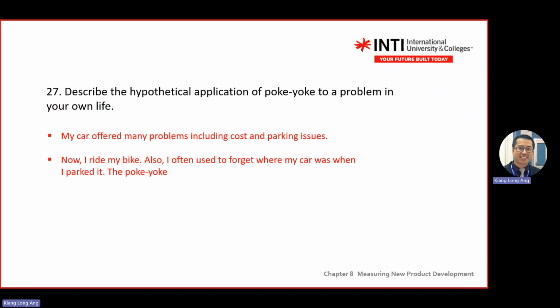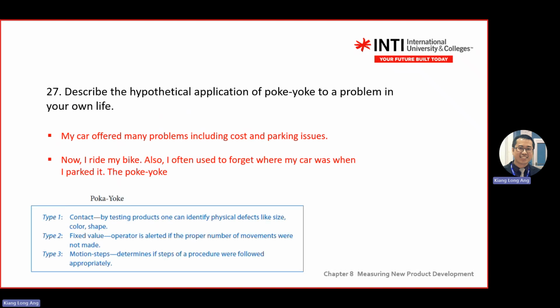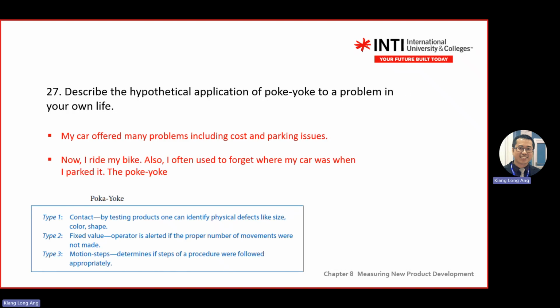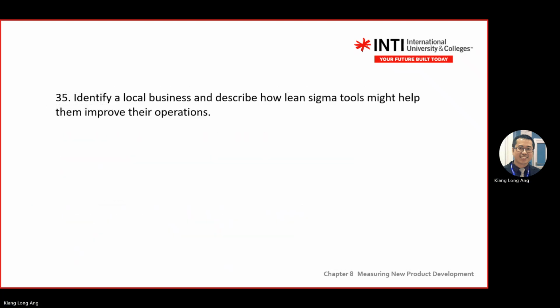This one is hypothetically how you apply Pokayoke to a problem in your own life, for example. So Pokayoke, again, you have three types of Pokayoke that you can do. Type 1, type 2, type 3. How do you improve or avoid mistakes in the operation? Okay. So these are the things that you can elaborate. Okay. So 2 marks here, 2 marks here, 2 marks here. Okay.